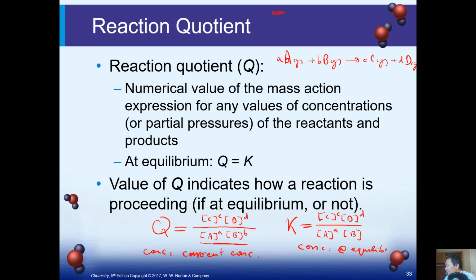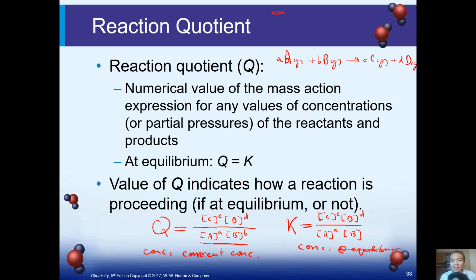So that's the huge difference. Let's summarize it. Reaction quotient and equilibrium constant expressions are exactly the same, taking exactly the same form, but the meaning is totally different. In the Q reaction quotient expression, the concentrations, or if you have the partial pressures, are the current concentrations or partial pressures. In contrast, in the equilibrium constant expression, the concentrations or partial pressures are at equilibrium.